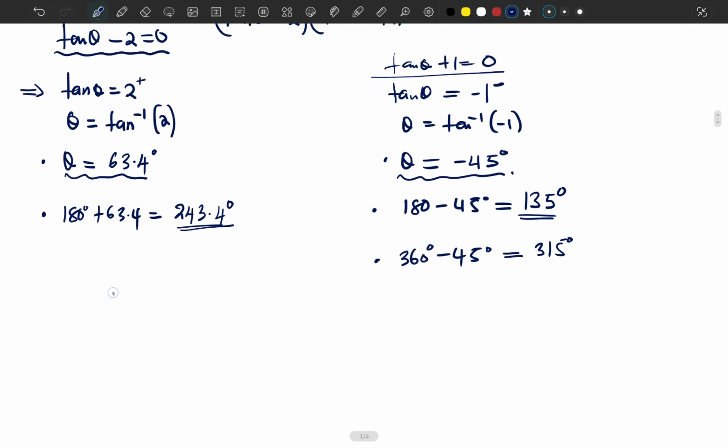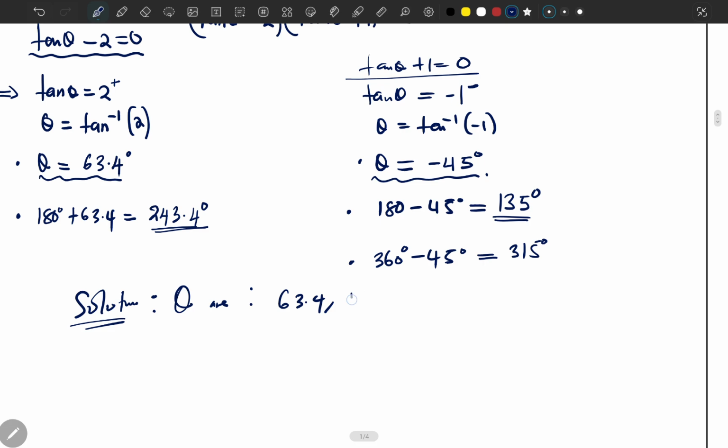So what are the solutions? Well, the solutions of theta are 63.4. Which one else? 135. Which one else? 243.4. Which one else? 315 degrees.